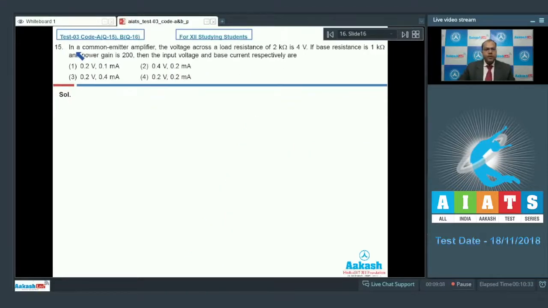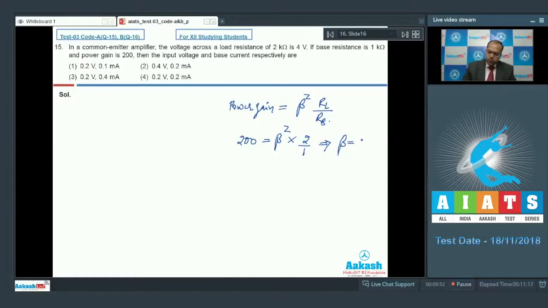In question number 15, in a common emitter amplifier, the voltage across a load resistance of 2 kilo ohm is 4 volt. If the base resistance is 1 kilo ohm and the power gain is 200, then the input voltage and base current respectively are. In case of a common emitter amplifier, we know that power gain is equal to beta square into load resistance RL divided by RB, that is base resistance. If I substitute the data, 200 is equal to beta square into 2 by 1. From here we get the value of beta. Beta comes out to be 10.